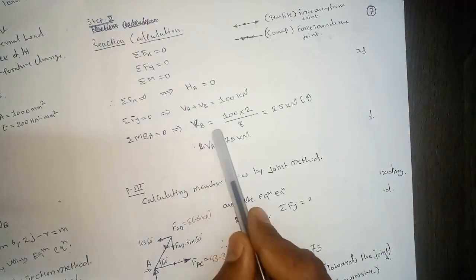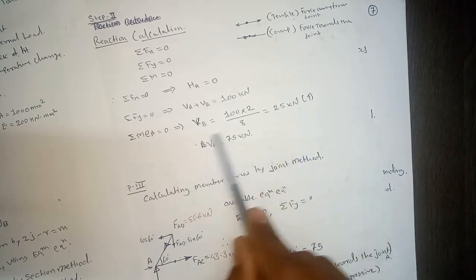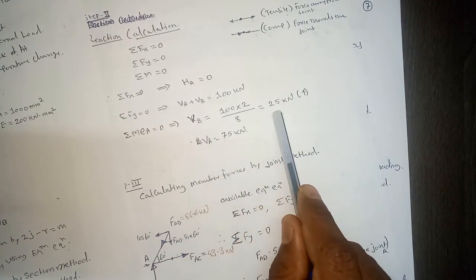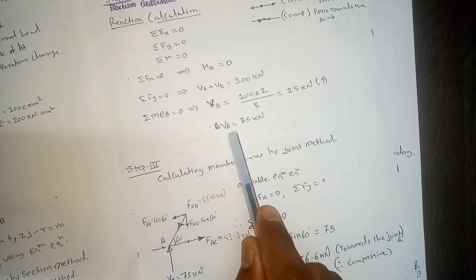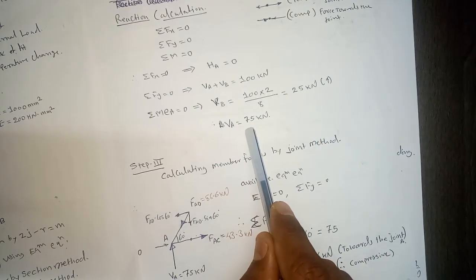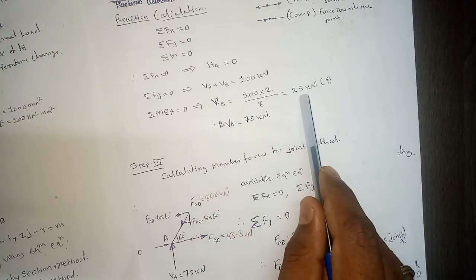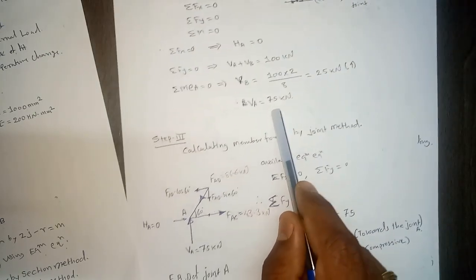So if you compare clockwise and anti-clockwise moments, you will get VB equal to 25 kilonewton, and again you substitute here and you can calculate VA, which is 75 kilonewton. So VB is 25, VA is 75 kilonewton.